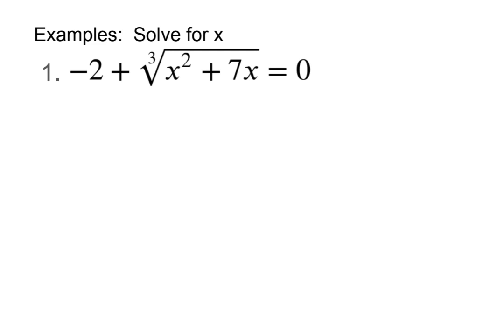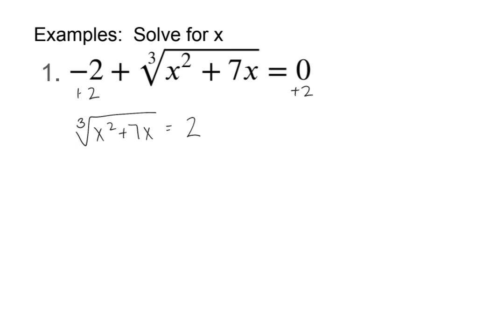The first step is to get the root by itself, so this 2 cannot stay here. So I am going to add the 2 over here. It's not part of the root, so it can't be on the left side with the root. Now I will have the cubic root of x squared plus 7x, and on the other side, a 2.